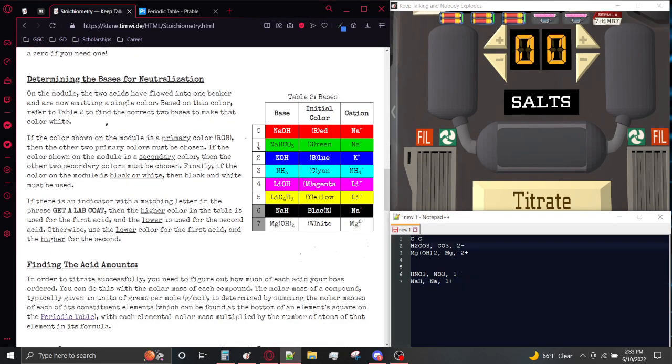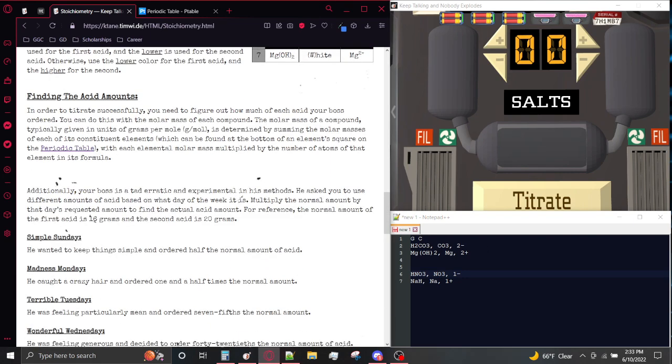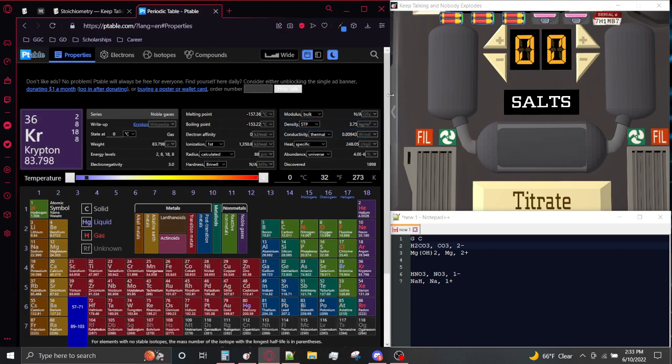So now that we've determined our bases and acids for our two reactions, now it's time to get into the math. So the first thing we're going to do for all 4 of our chemicals is we're going to determine the molar mass of the compound. So we're going to switch over to the periodic table I have in this tab.